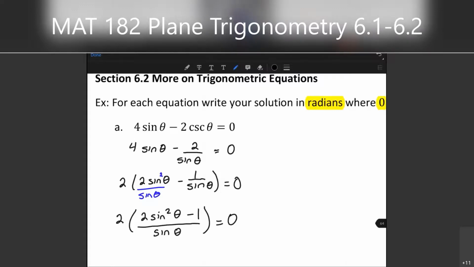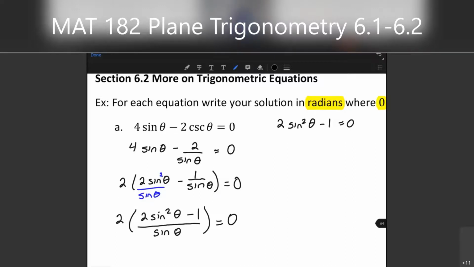Okay, so now that we have this format set equal to 0, now we can consider actually thinking about the numerator here. If this whole fraction here is equal to 0, that would force the numerator itself to be equal to 0. So we could say that 2 sine squared theta minus 1 has to be equal to 0.